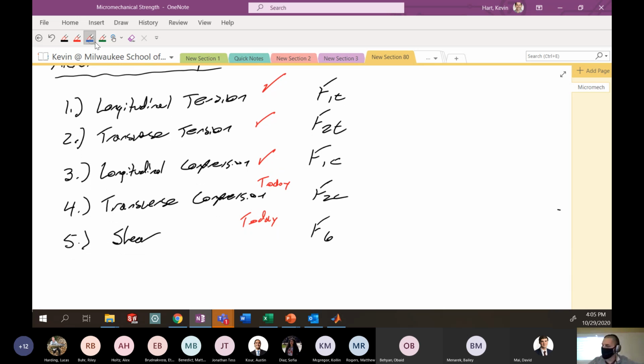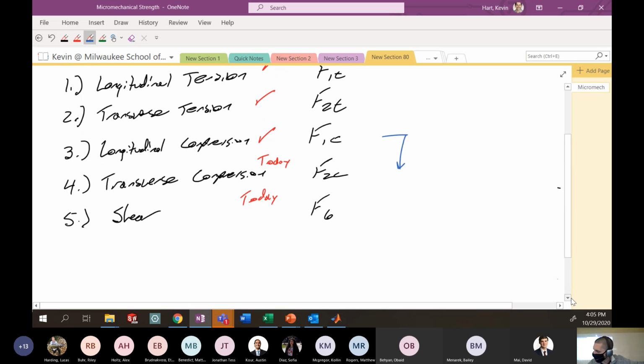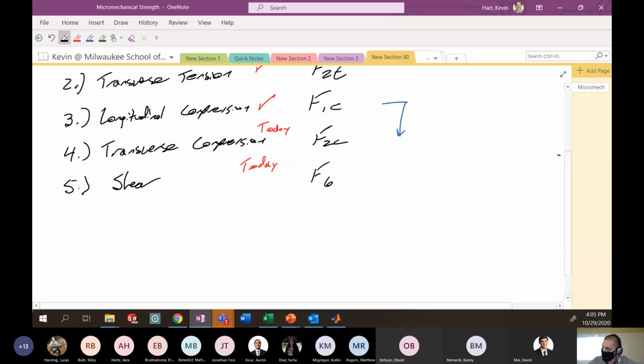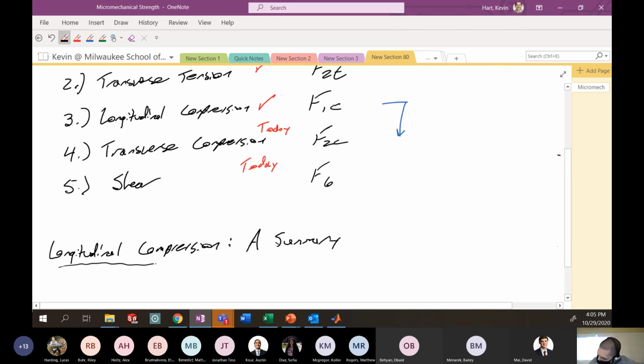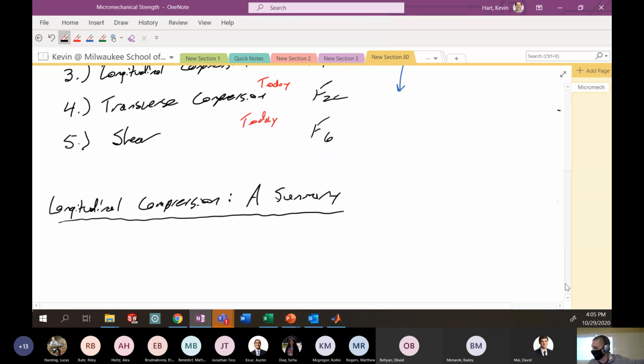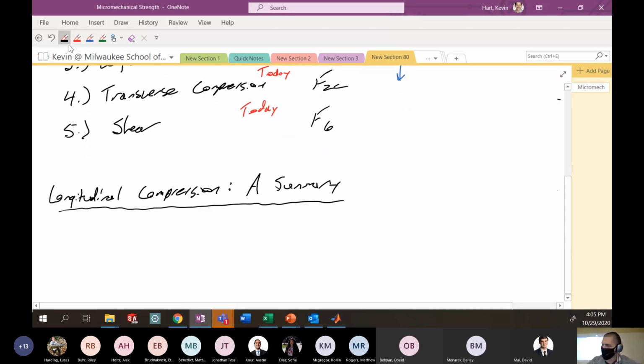Okay, I do want to run this back really quick with the longitudinal compression and summarize what we did last time, and that's where we'll pick up. All right, so longitudinal compression, a summary. Once upon a time, there was a unidirectional composite. He was put into compression, and then he failed. The end. Okay, that was my summary. No, just kidding.